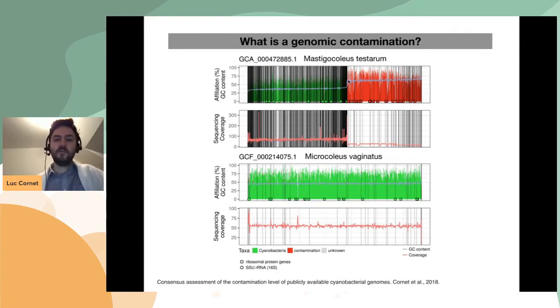Here you have in red what is not linked to your expected organism, and that is the contaminant. You can see here that it's a very clear case, with a different GC content, a different coverage, and a different taxonomy also for the ribosomal gene proteins and the 16S. So that's how you can represent a genomic contamination.